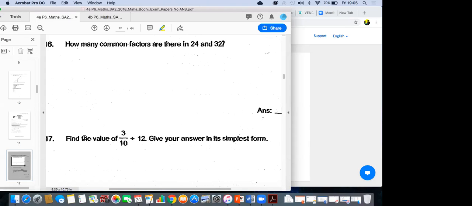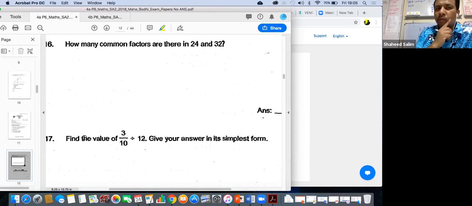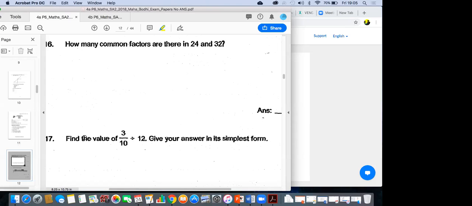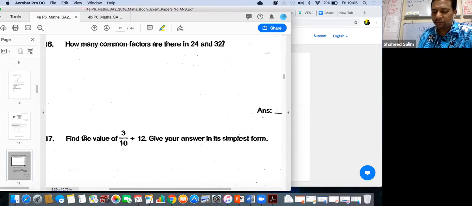Forty out of one. 1 out of 40. How many common factors? Means what are the common numbers that can be divided by number 20? 17. Oh, it is 17. Okay, you do 16 first. 16 first, we will go to 17 in a moment.